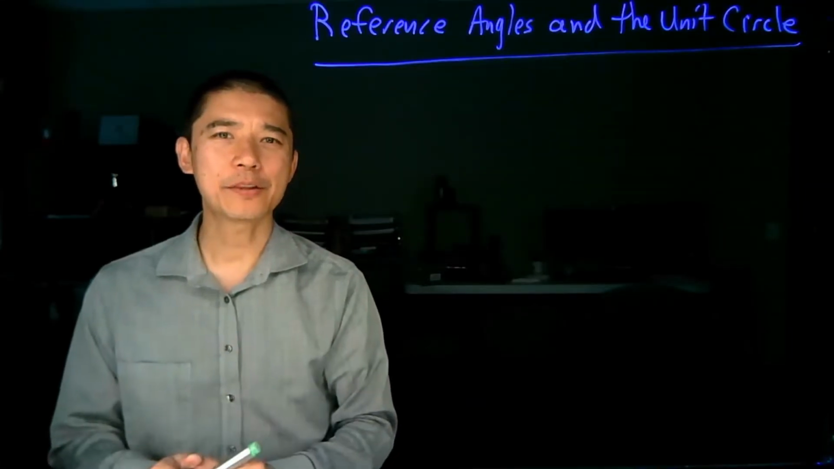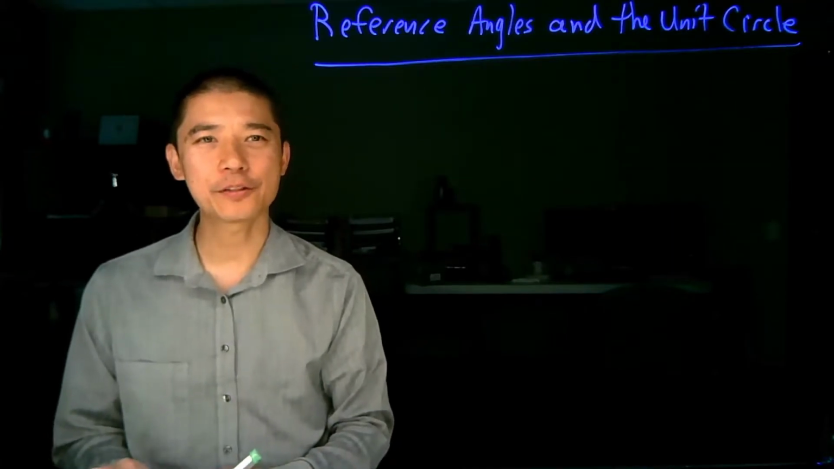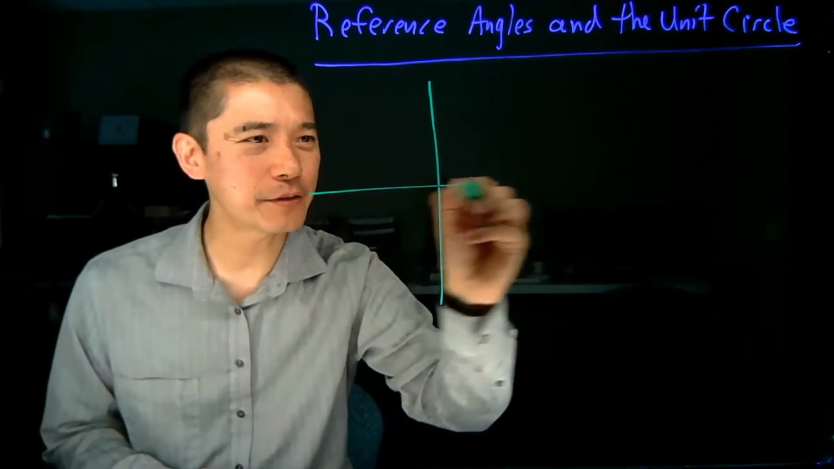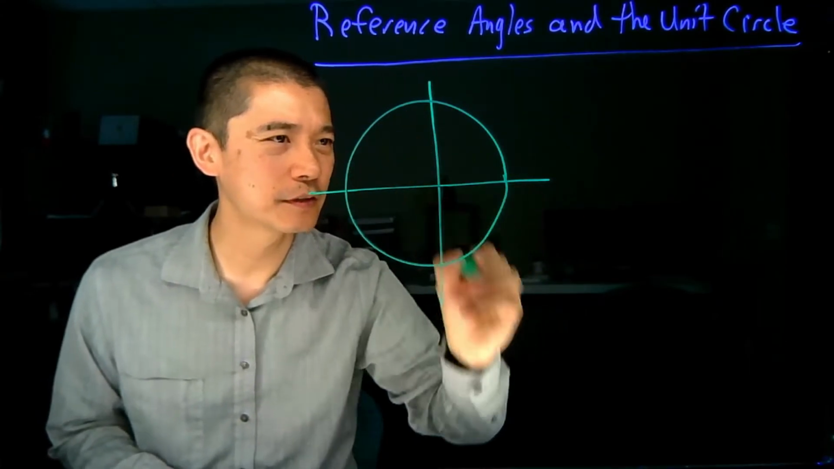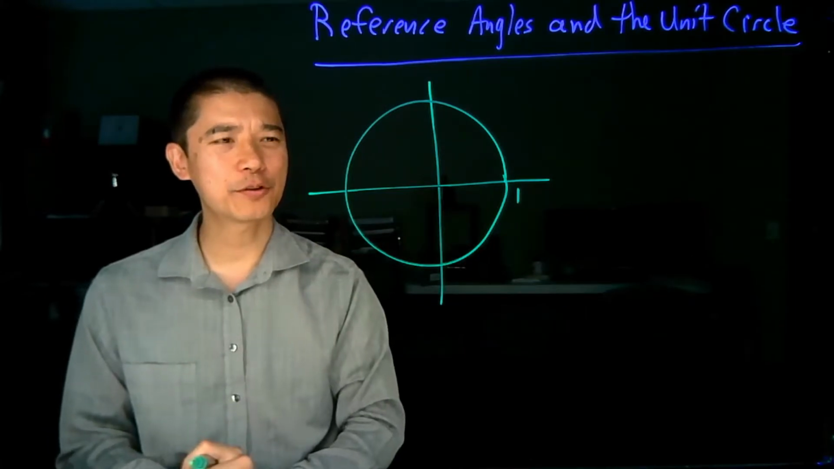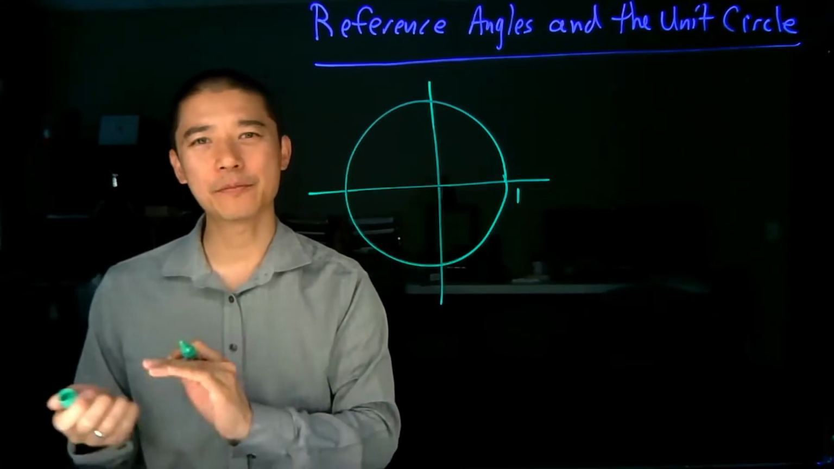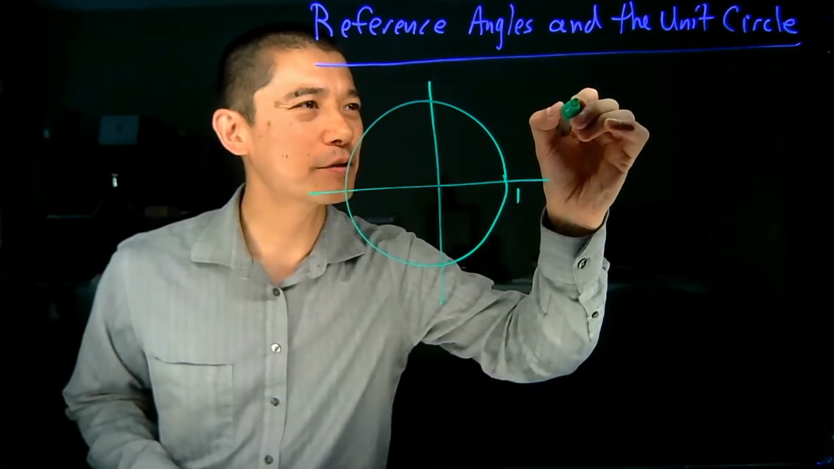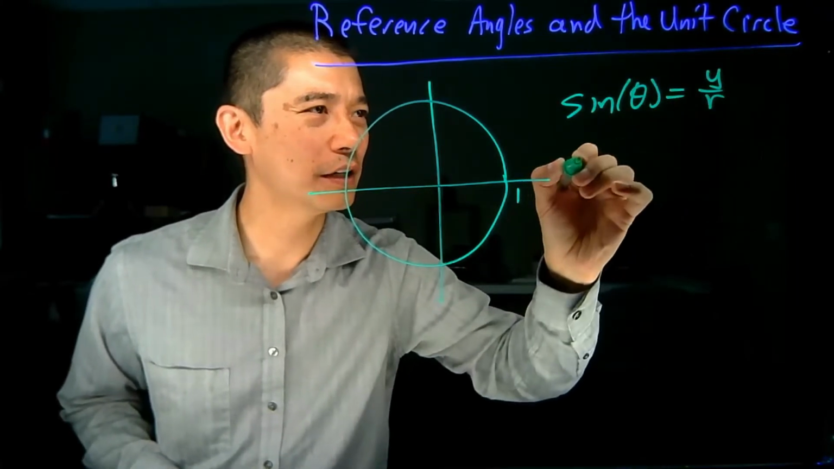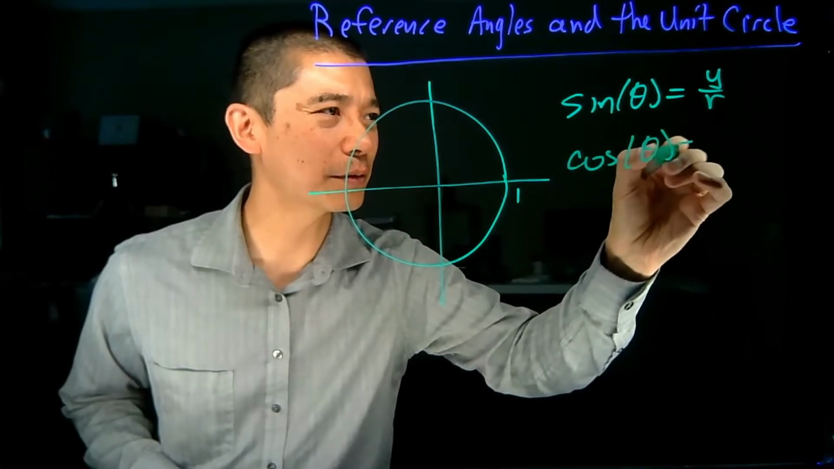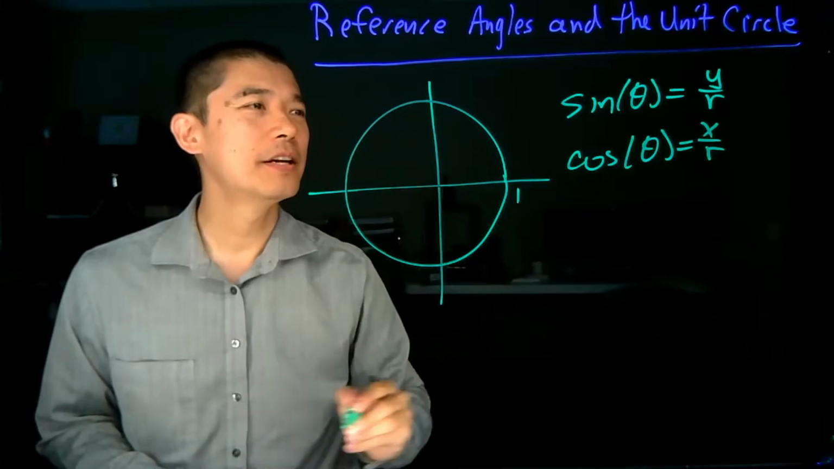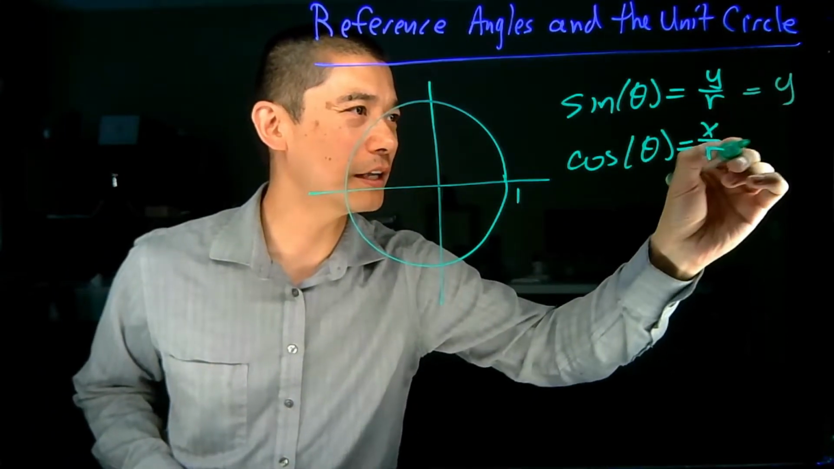We want to think about the relationship between these reference angles and the unit circle. Now the unit circle is just a circle of radius 1 centered at the origin. So this is a radius 1. And we like thinking about the unit circle for the sine and cosine functions because it makes the denominator equal to 1. So remember that sine of theta is equal to y over r, and cosine theta is equal to x over r. And if we just pick that r to equal 1, then we're going to have that this is equal to y and this is equal to x.